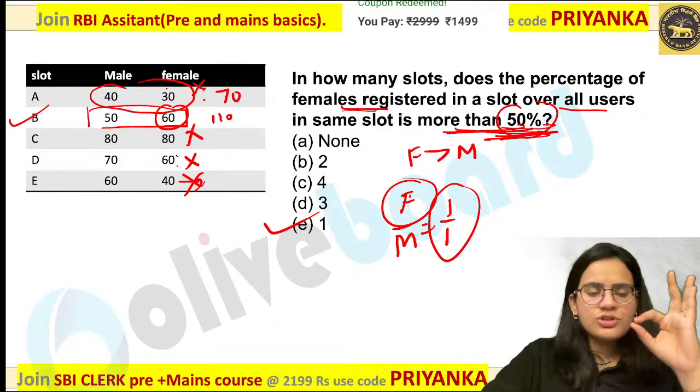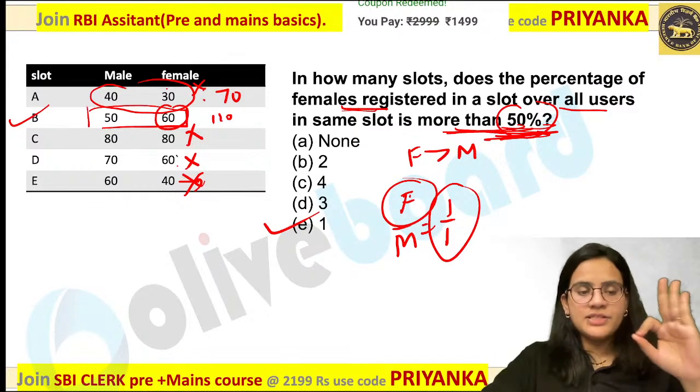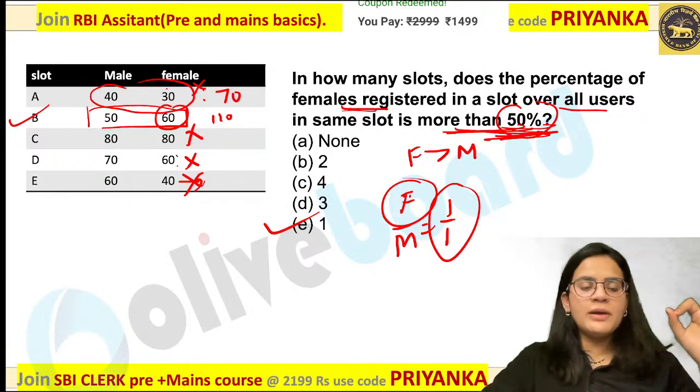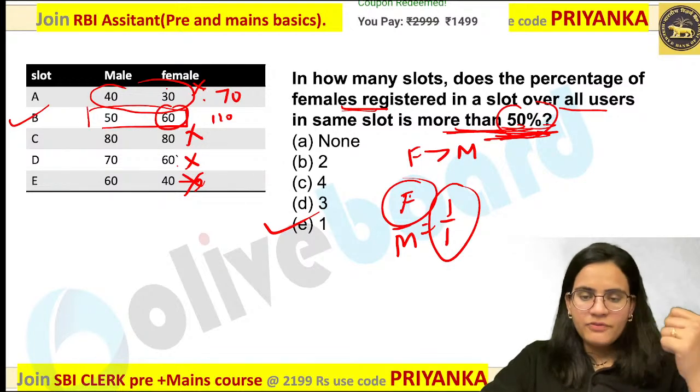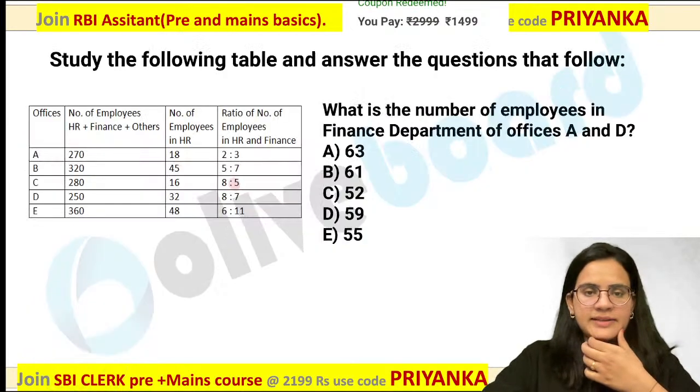Everybody is getting it. So जब भी आपका 50% का question आएगा, no need to think. What you have to check is other value should be more than the previous value. Everybody is following this trick? Yes, everybody is following this trick. Perfect. Very good. Let us move on to the next question now.